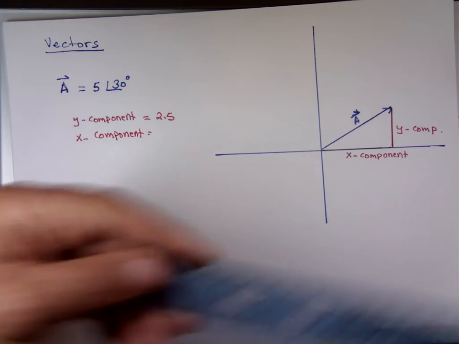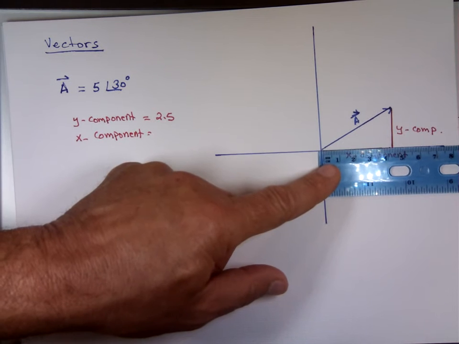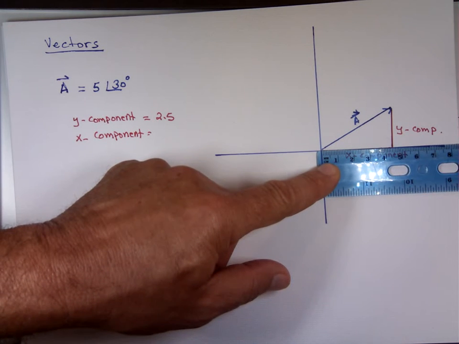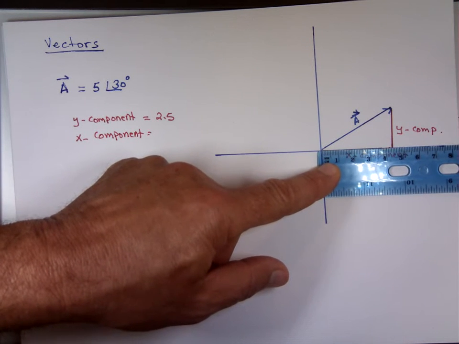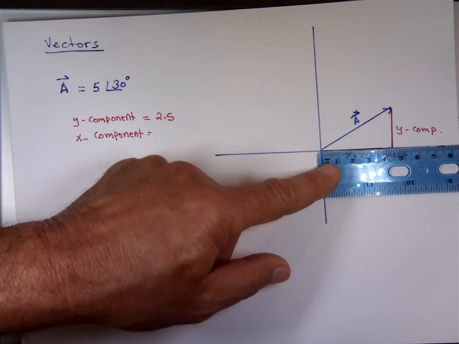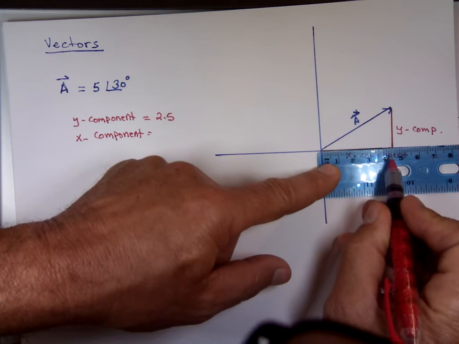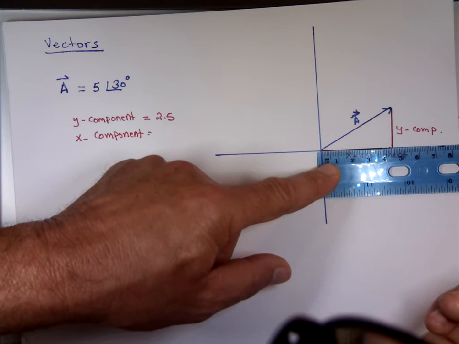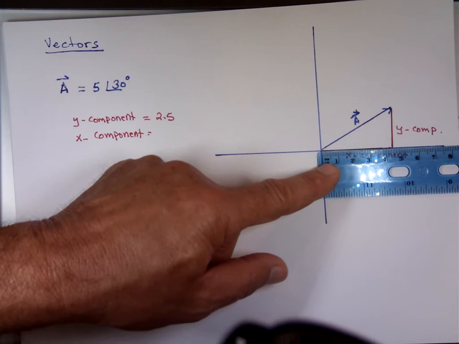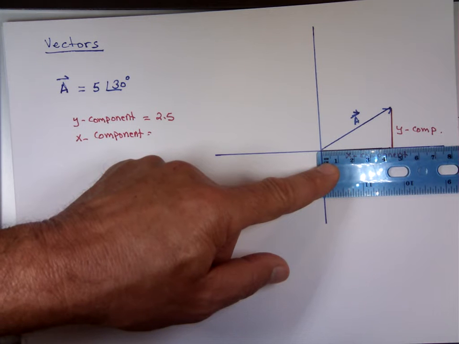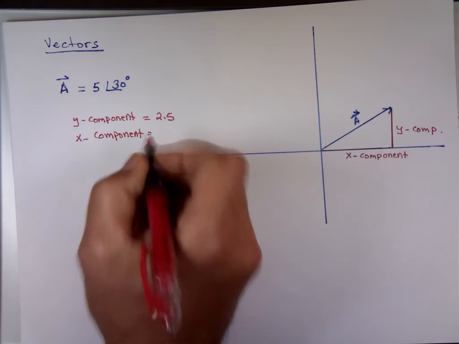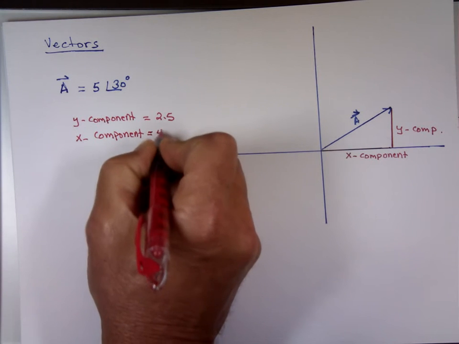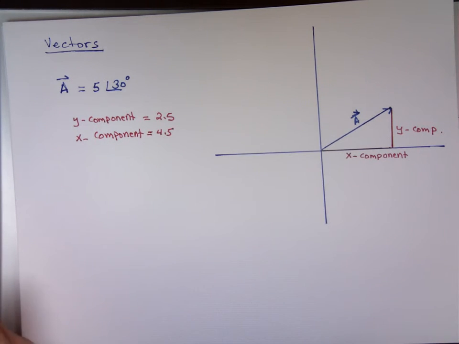The thickness of the pen is almost more than 1 millimeter, so you could be off by 1 or 2. I can't even read that number. What is that number? 4 point what? Is it 4.5? What do you think? I got 4.5. It goes a hair under it. So let's go 4.5 units. So now you can write vector A instead of saying 5 angle 30.